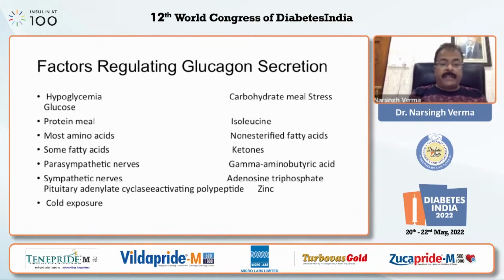The pituitary adenylate cyclase activating polypeptide increases glucagon secretion, but zinc decreases glucagon secretion. Cold exposure has been seen to increase glucagon secretion. So glucagon will be more in temperate countries in relation to tropical countries.